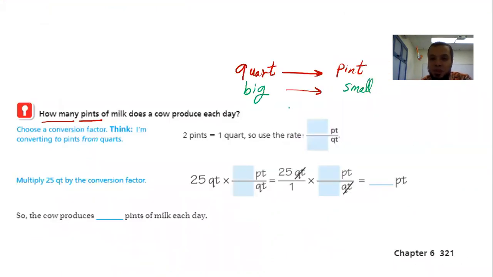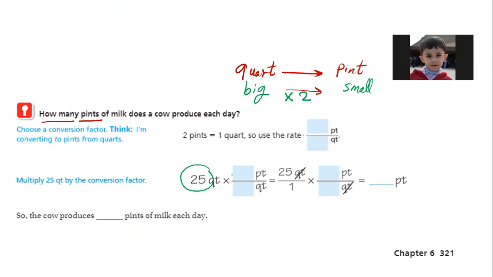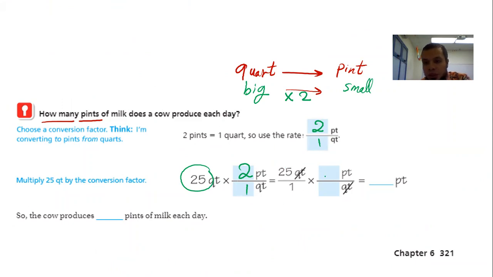So the relationship between them, what should we do? Multiply or divide? Multiply 25 by 2. That's right. So what's the number I should multiply by 2? 25, so it will be 50. So you need to multiply by the conversion number here. 2 pints equals 1 quart. Here 2 pints multiplied by 25 equals 50. Good job, your answer is right. So the cow produces 50 pints of milk each day.